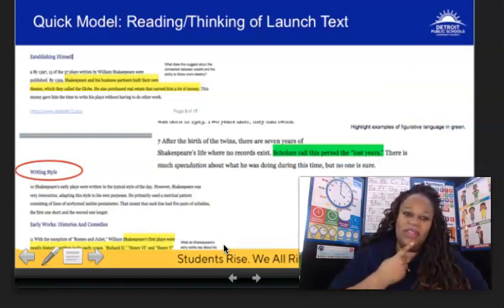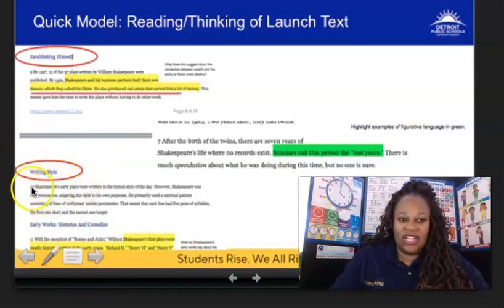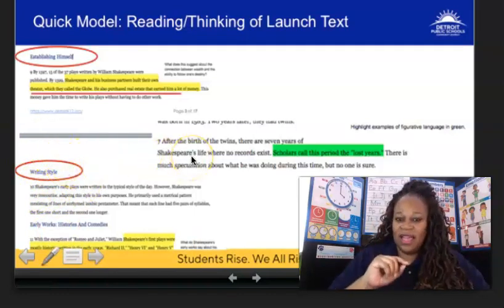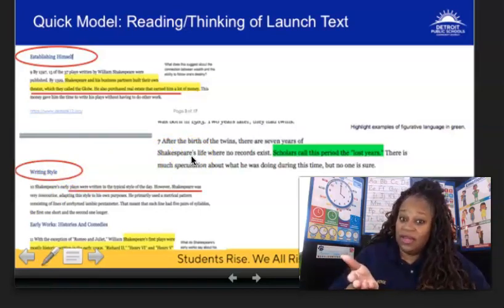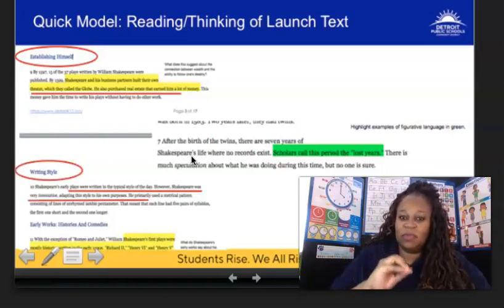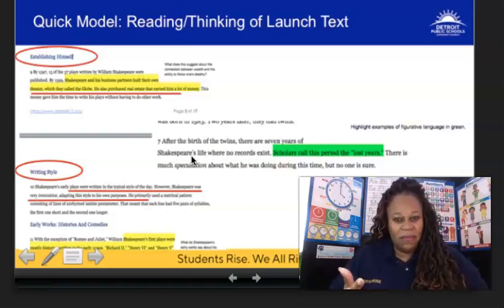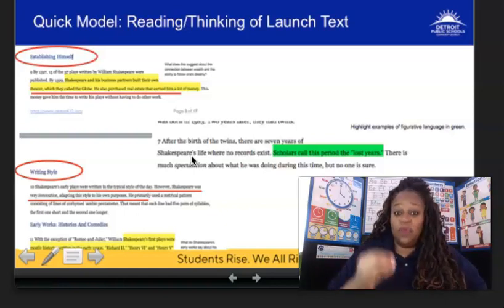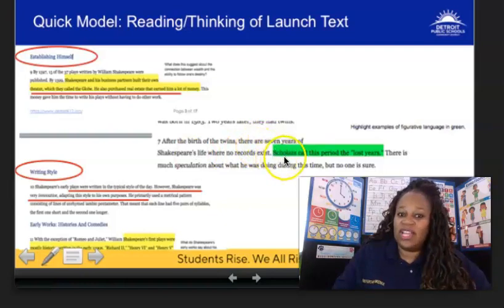As a quick model of the reading and thinking needed for this week, I'd like you to focus on this page and section of our text, writing style. If we look at Shakespeare's writing style, you do get a clue to help you answer that jumpstart question. It tells you that Shakespeare's plays were written in an innovative style. Innovative meaning new, fresh, for the period in which he lived. And an example of figurative language has already been highlighted in green for you.